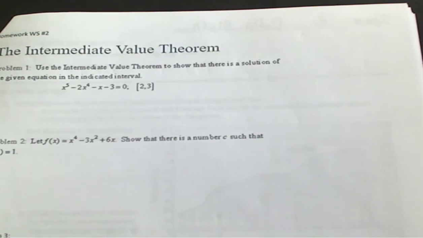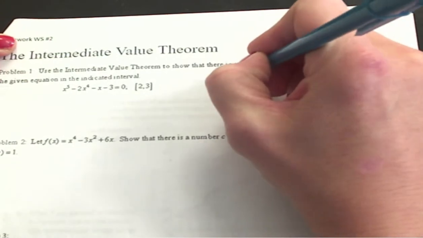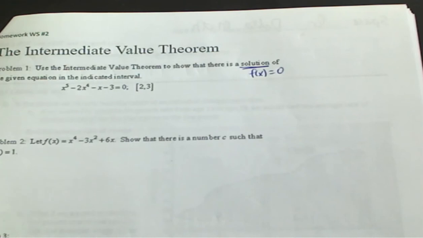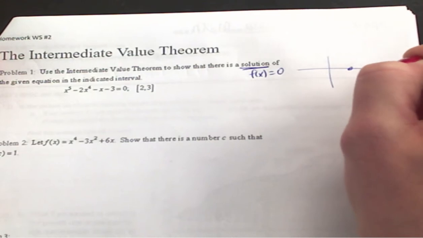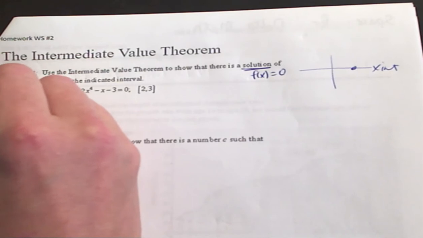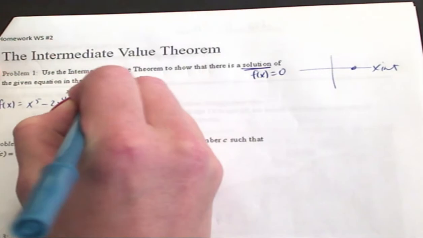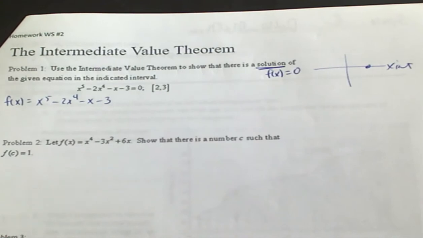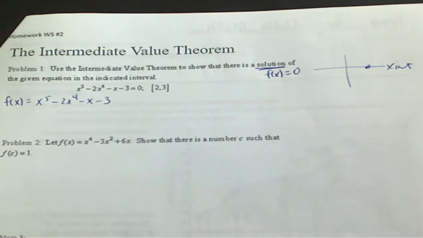So it says use the intermediate value theorem to show that there's a solution. Okay, solution means that the function equals 0. That's what the solution is. Or it crosses the x-axis. That would be an x-intercept. For the given equation, I'm just going to write f of x equals x to the 5th minus... assuming this is your f of x, it's equal to 0. It wants to know if there is a solution between x equals 2 and x equals 3.